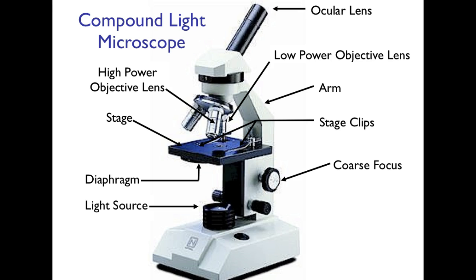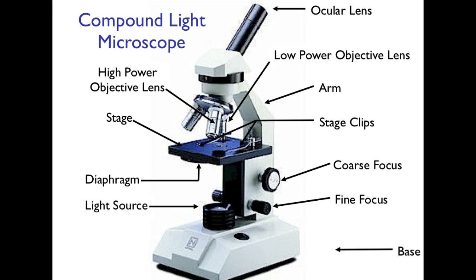The coarse focus moves the stage up and down very rapidly in order to adjust the clarity of your view of the image as you look into the ocular lens. The fine focus, which is the smaller of the two knobs, moves the stage up and down very slowly, and this is to very carefully and precisely adjust the clarity of the image that you're looking at.